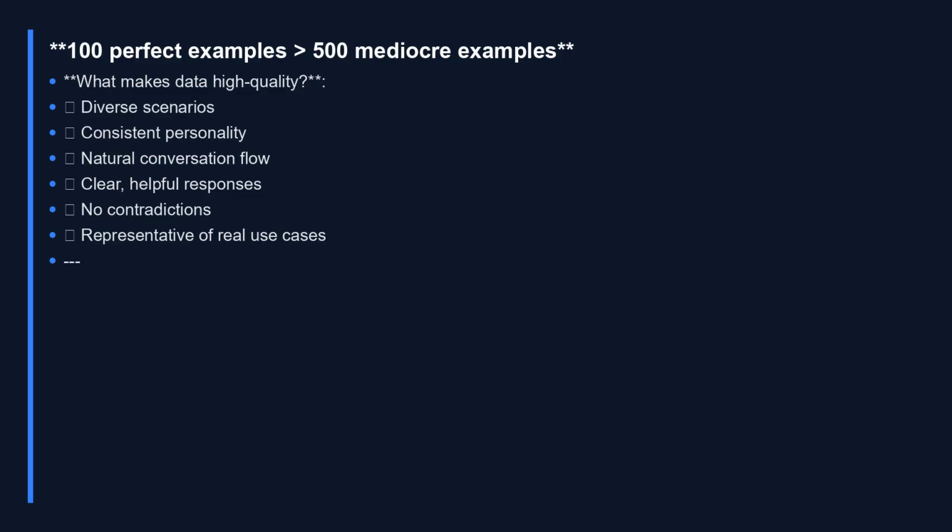There is a principle worth burning into memory before you write a single training example. 100 perfect examples will outperform 500 mediocre ones every time. The model learns patterns. If your patterns are inconsistent, contradictory, or vague, that's exactly what gets baked in. High-quality data means diverse scenarios, a consistent personality throughout, natural conversation flow, clear and helpful responses, zero contradictions, and examples that actually represent the situations your model will face in the real world.